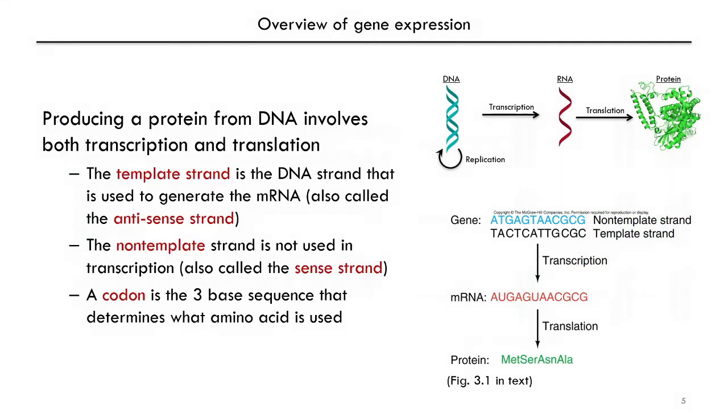on protein. In transcription, one of the strands of double-stranded DNA is used as the template to synthesize a complementary strand of RNA. This is called the template strand, also known as the antisense strand. The other strand of DNA is known as the non-template strand, or the sense strand, because it is in the same sense as the transcribed RNA. A codon is the 3-base or nucleotide sequence that determines what amino acid is used in the translated protein.